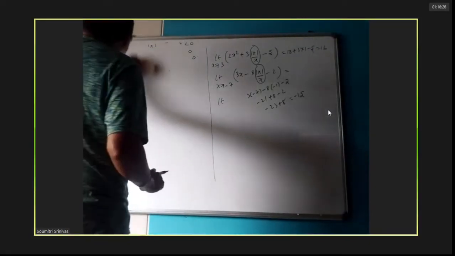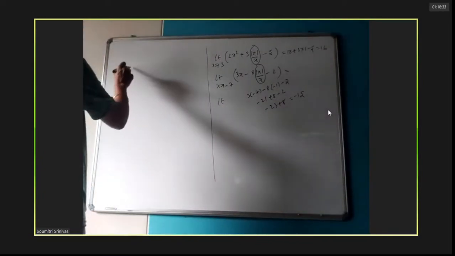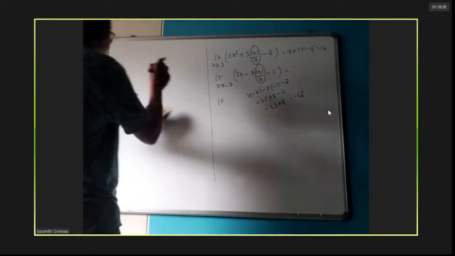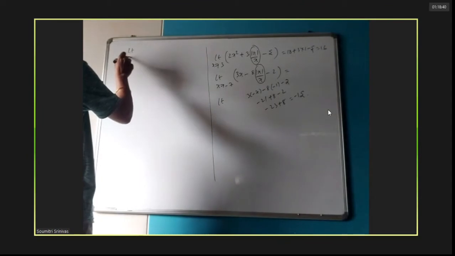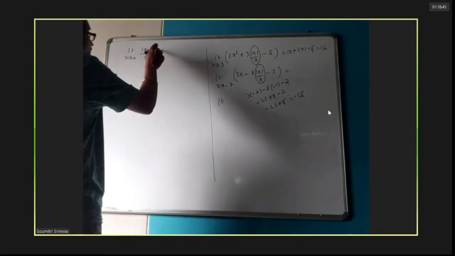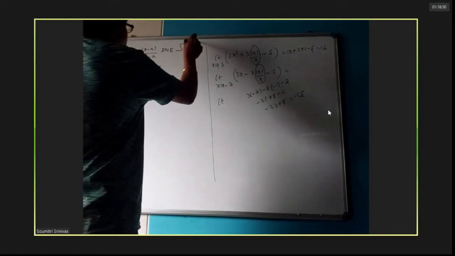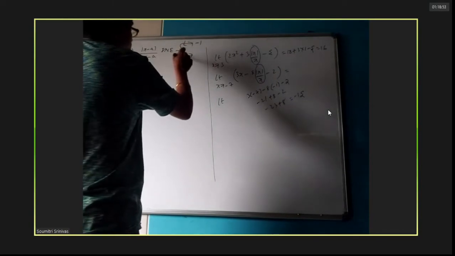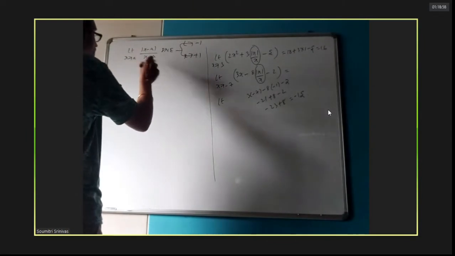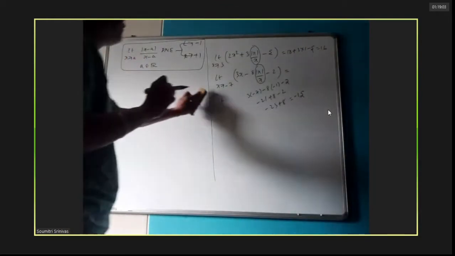Now we generalize this. Limit as x tends to a. Left hand limit is -1. Right hand limit is +1. Correct? Am I correct? Yes, sir.